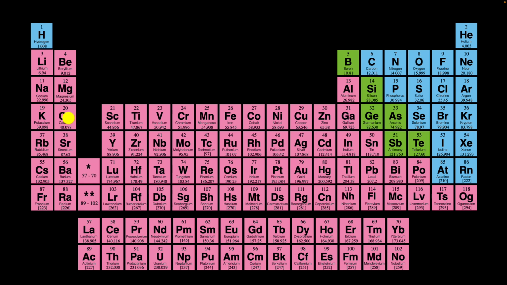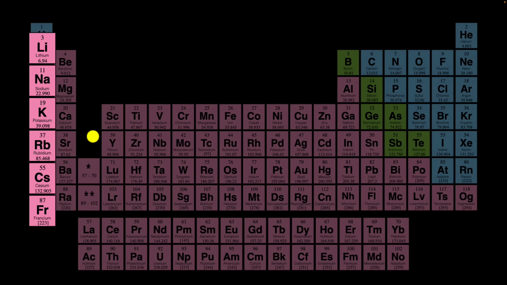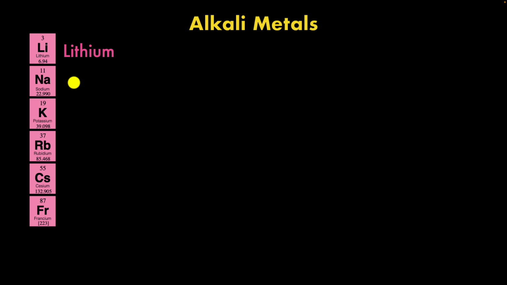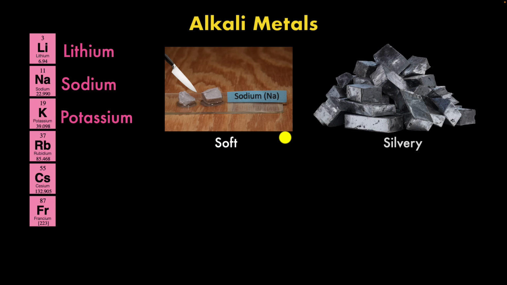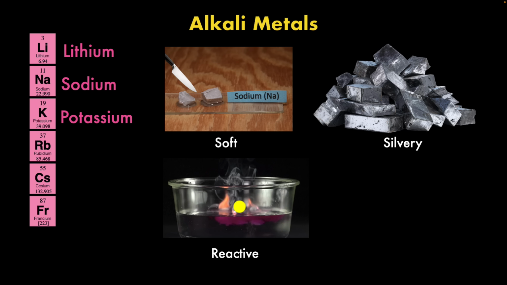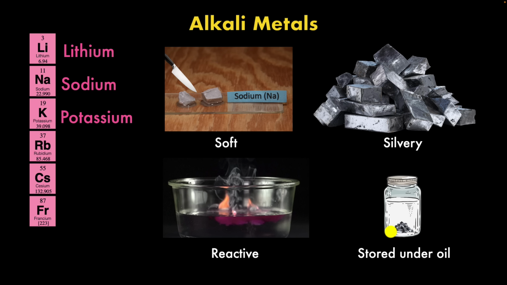So this first group of elements, we call them alkali metals. These include elements like lithium, sodium, and potassium. And what are their properties? Well, alkali metals are usually soft, they are silvery, and they're pretty reactive, as we saw earlier. They react so easily that they are never found in pure form in nature. And that's why they're usually stored under oil to prevent them from reacting with air or water.